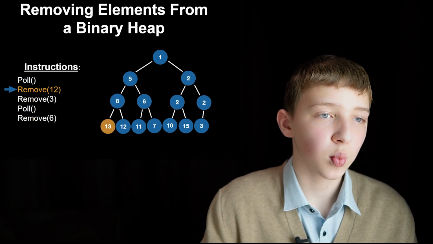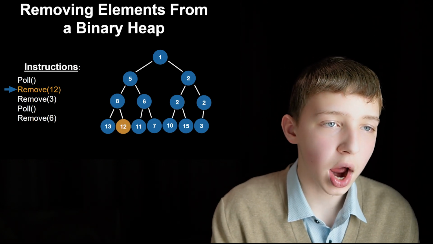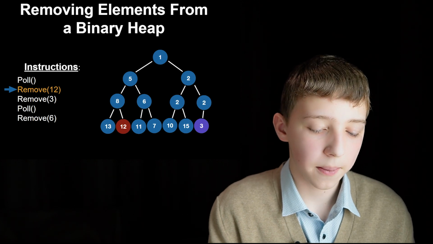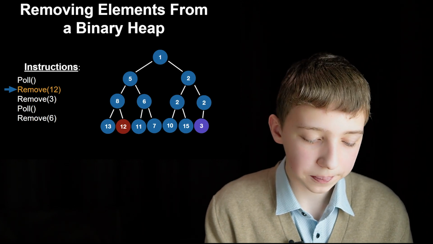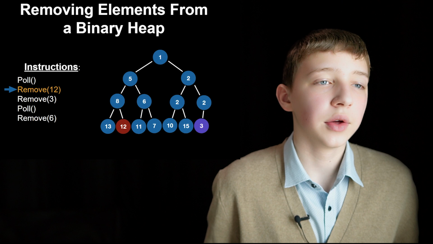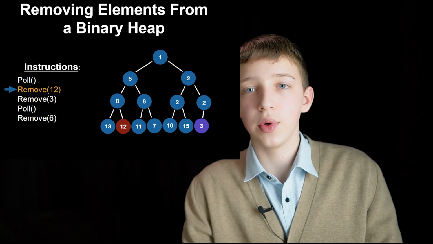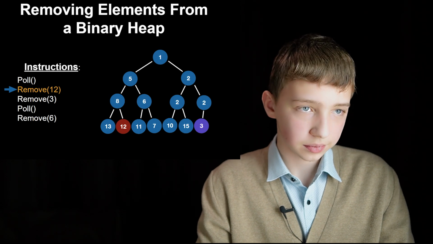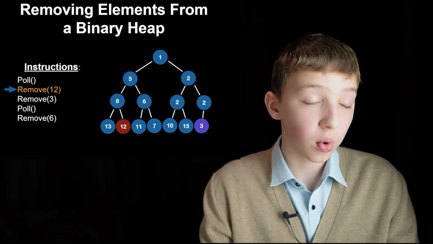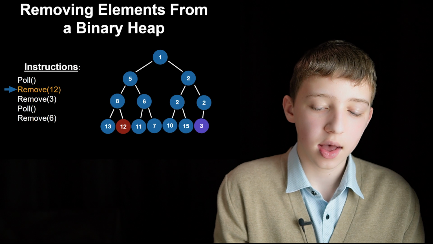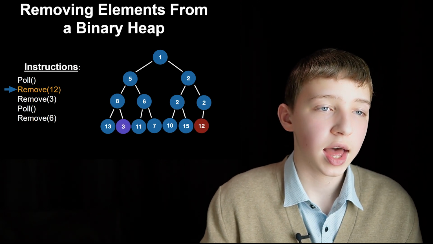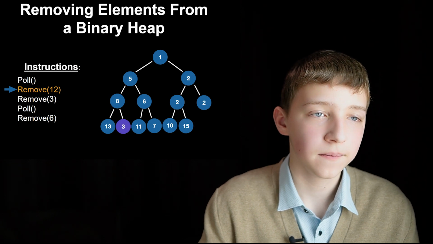So here it is. We have found it, and we're highlighting it in red, and in purple we highlighted the last node in the array, in the min heap. So we're swapping them, these two values, and next we are removing 12.